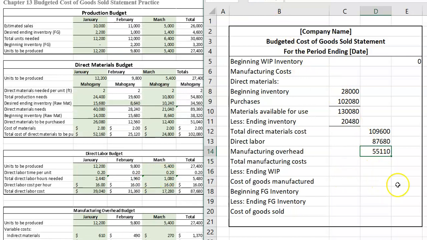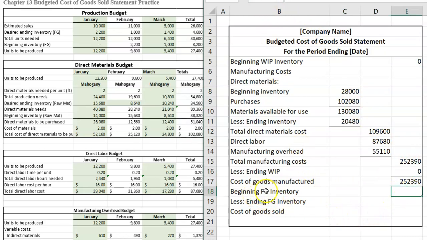Now let's add up our 3 manufacturing costs to find our total manufacturing costs. And now we see our formula to find our cost of goods manufactured: beginning WIP plus our manufacturing costs minus our ending WIP, which I said before would be 0. I'm going to do the formula, even though we don't have to, just to reiterate the fact. $252,390 is our cost of goods manufactured.